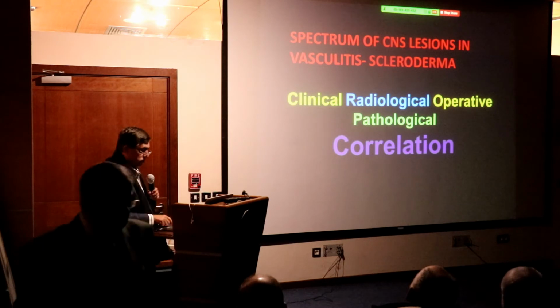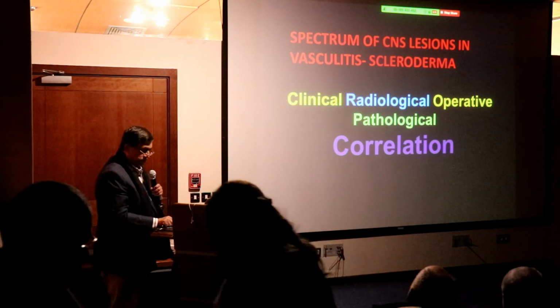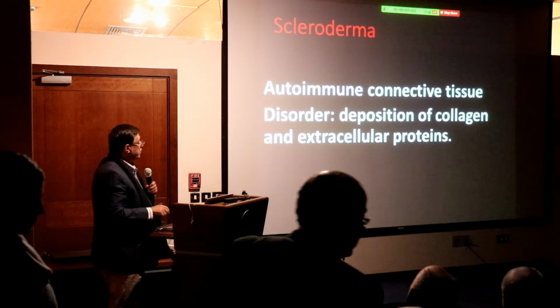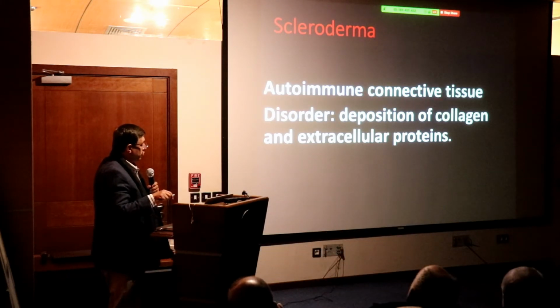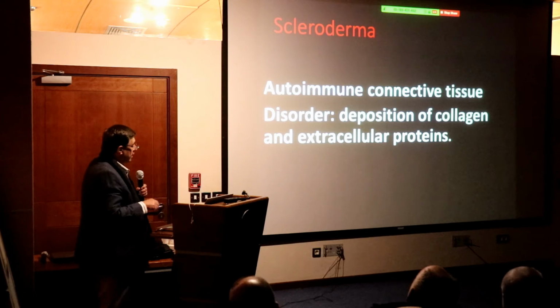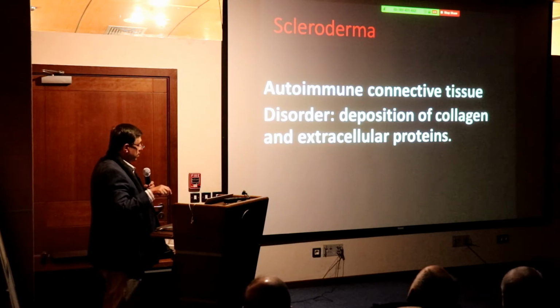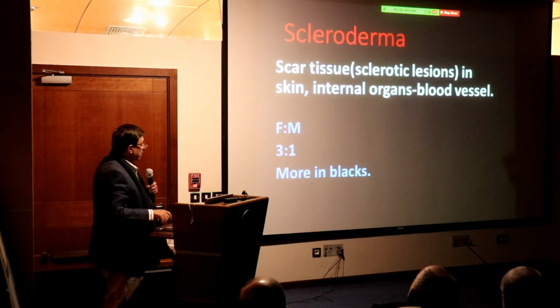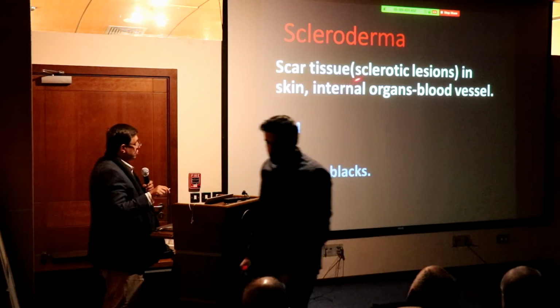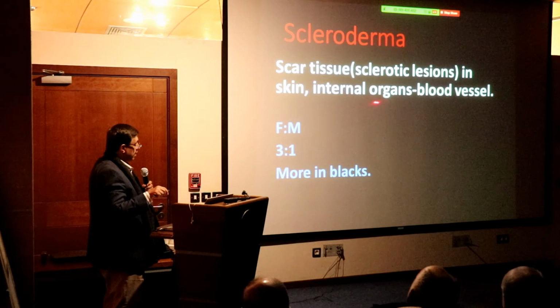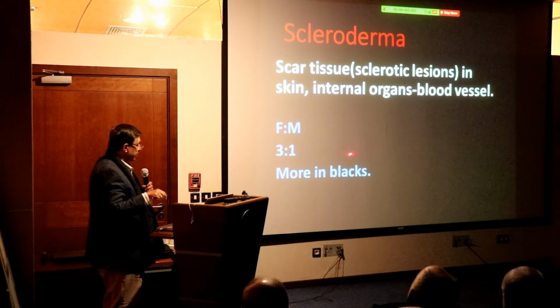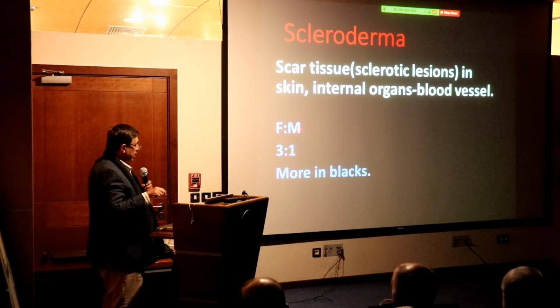So after this introduction, we'll go into further details. So the topic is scleroderma, and we said that it's an autoimmune connective tissue disease. It's the deposition of collagen and extracellular proteins. So there will be scar tissue, sclerotic, really, that's why scleroderma from sclerotic, in the skin and the internal organs, in the blood and the blood vessels. Female more than males, lucky us, and it is more in blacks.